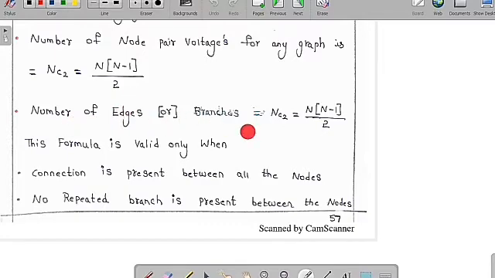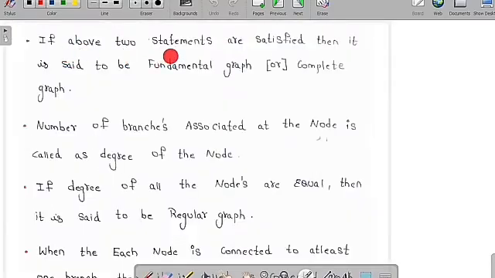And the number of edges or branches is equal to, basically, between two nodes we can get one branch. So out of n number of points we have to select 2 points in order to get one branch. Therefore, the number of edges or branches is equal to NC2, which is n into n minus 1 by 2. This formula is valid only when connection is present between all the nodes and no repeated branch is present between the nodes. This is the same as the previous concept: only one branch should be present between two particular nodes, and there should be no isolated nodes. If the above two statements are satisfied, then it is said to be a fundamental graph or the complete graph.